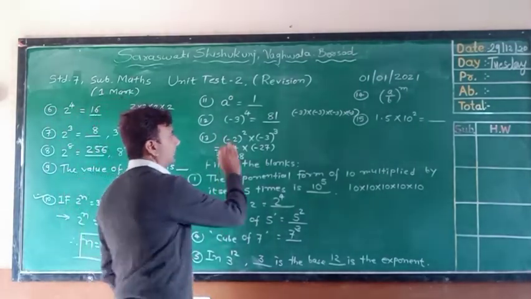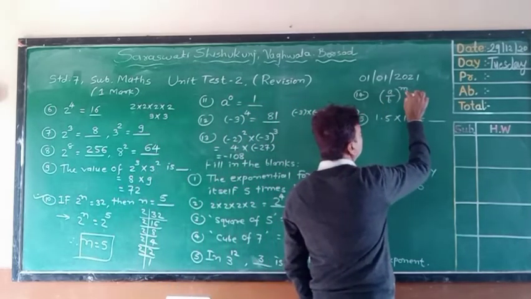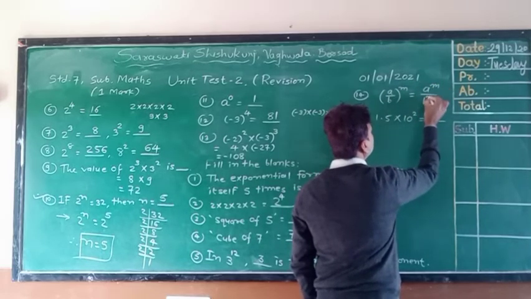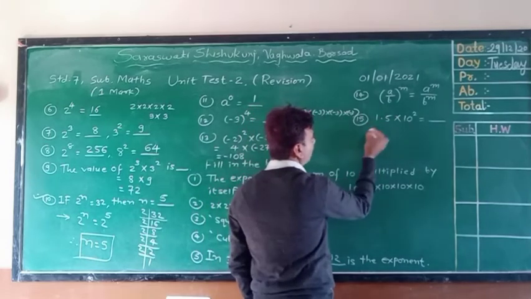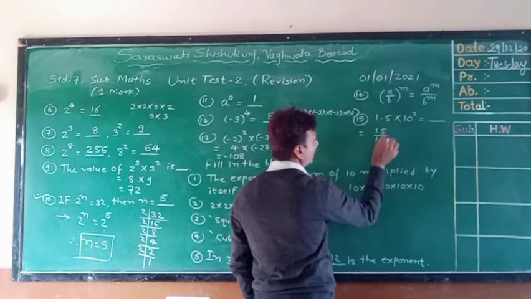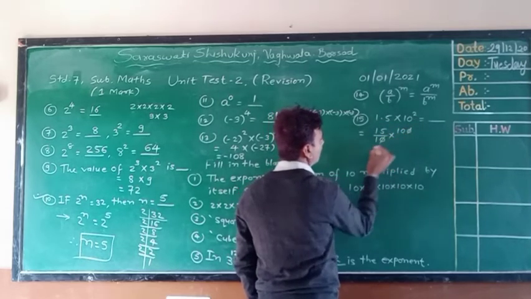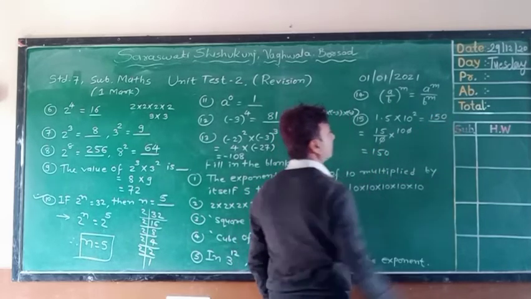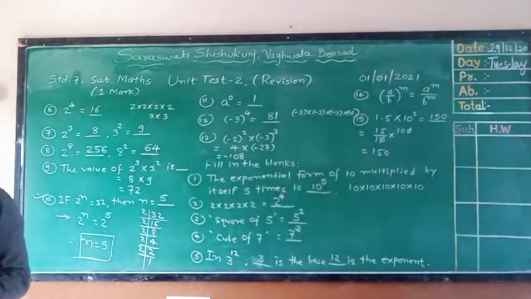So this is the answer. Now here this rule: the outside power we have to distribute on the upper side and the lower side, in the numerator and denominator. Here 1.5 multiply 10, so simply units and tens. Downside 10 and 100. 10 square means 100, 0 0 plus 1. So the answer is 150. So students, here we completed our 1 mark fill in the blanks and MCQs.